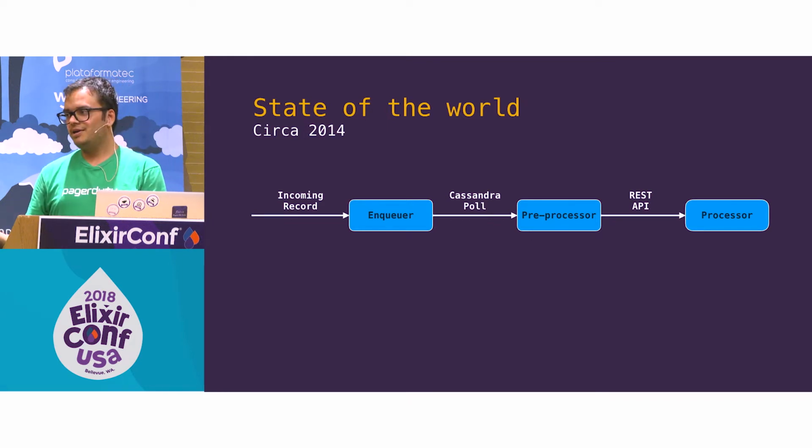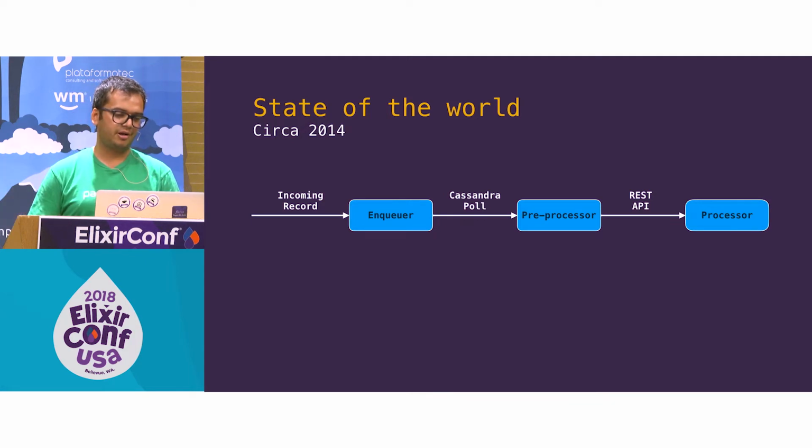At PagerDuty, the system shown on the chart on your right and left takes an incoming record, which is a set of customer data. There's a system called an enqueuer that enqueues it into our legacy Cassandra data store.